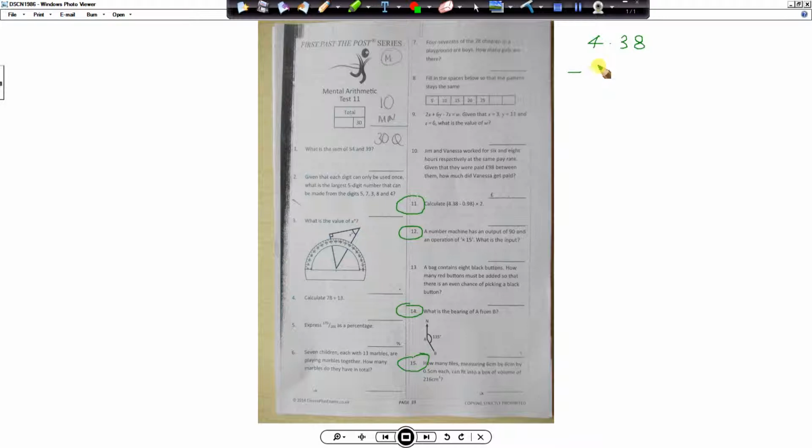4.38 minus 0.98. Okay, when you do decimal subtraction, make sure the decimal points are lined up. I don't know why I've got two minus signs there. Then you need to rub one of them off. Okay, right, that's come off. Keep the decimal points lined up. 8 minus 8 is really difficult. Okay, 3 minus 9 we can't do, so we borrow. So that becomes 13. Then 13 minus 9 will give you 4, and then that will give you 3.4.